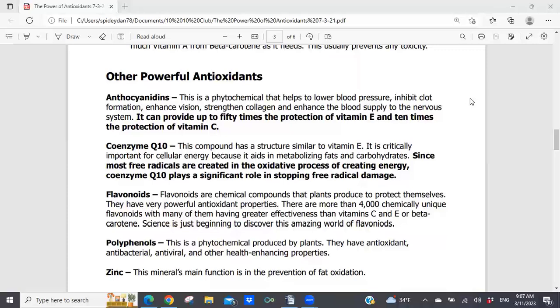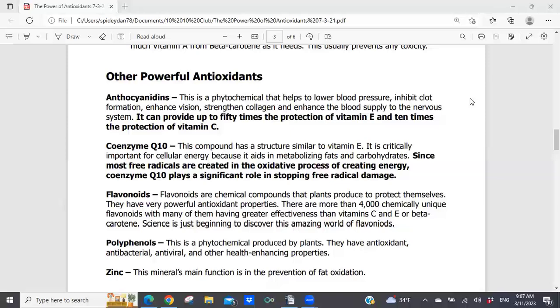Again, these come from fruits and vegetables. Coenzyme Q10 is one of the most powerful antioxidants that you can bring into your system, as well as an extremely important ingredient, supplement, nutrient, whatever you want to call it, for heart health, because it plays a significant role in energy production in the heart. So coenzyme Q10 is a key supplement that you should be taking.